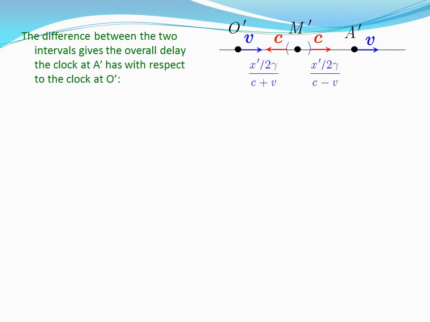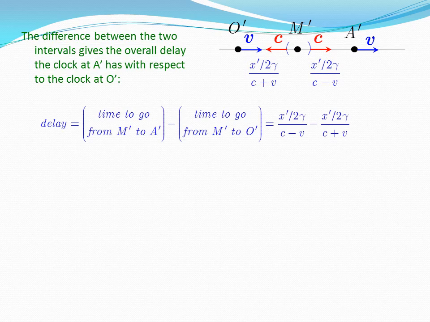If there were no difference between this time interval and this time interval, two clocks would be properly synchronized, but as we have seen, this time interval is longer than this one. Thus, the difference between these two intervals gives the overall delay, and to compute the delay we have to subtract the time to go from M' to O' from the time to go from M' to A'.